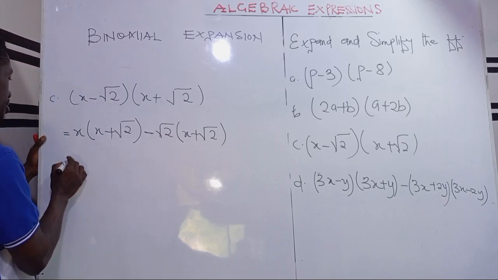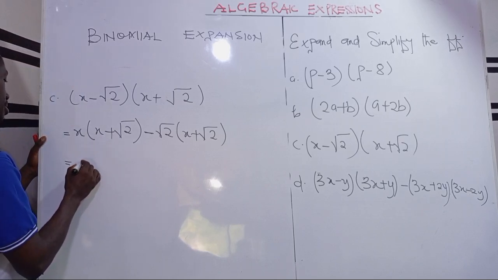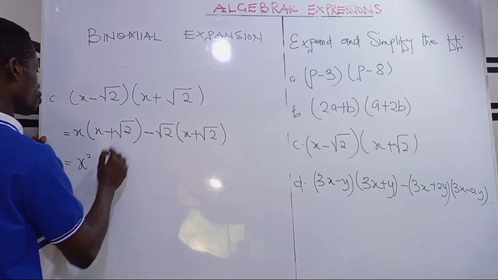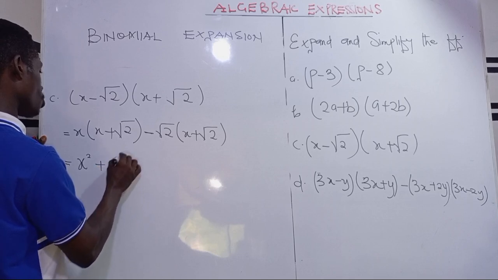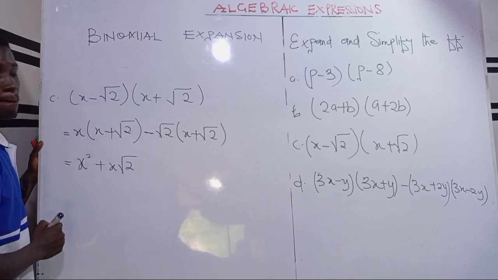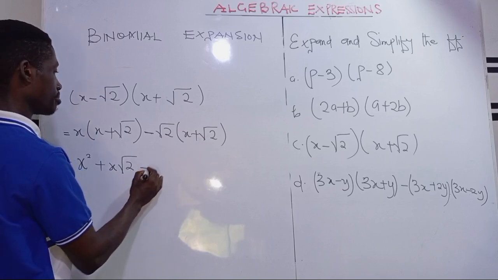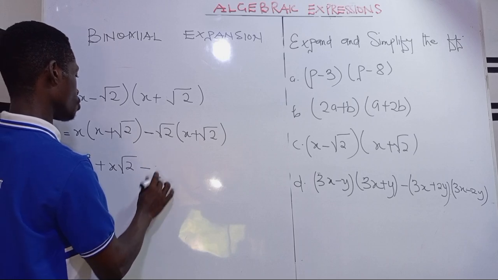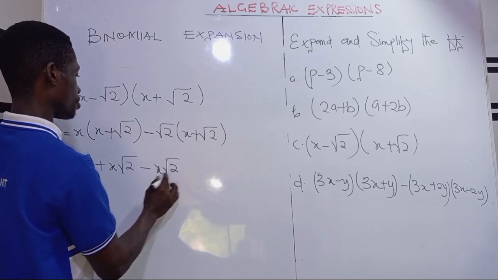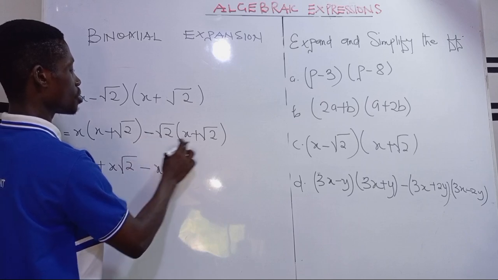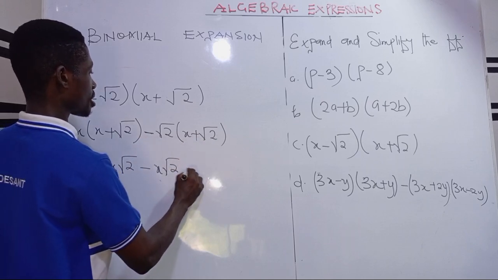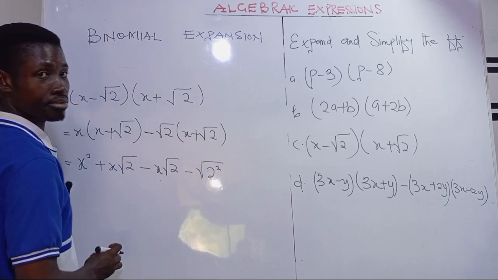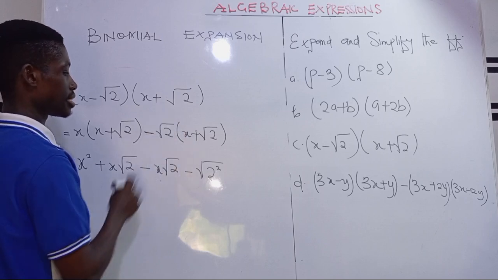So we expand the bracket. x times x will give us what? x squared, indices. Then we have x times root of 2 will give us plus x root of 2. Then we move on to the second bracket, minus root 2 times x will give us what? x root 2. And then minus root 2 times positive root 2 gives us minus root 2 all squared. We have learned that in sets.